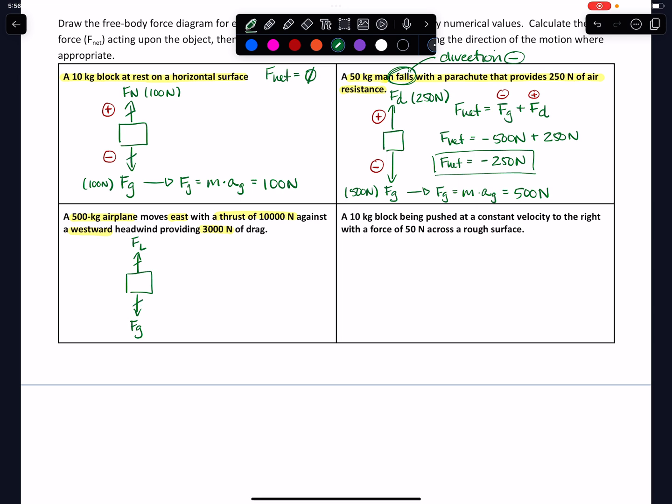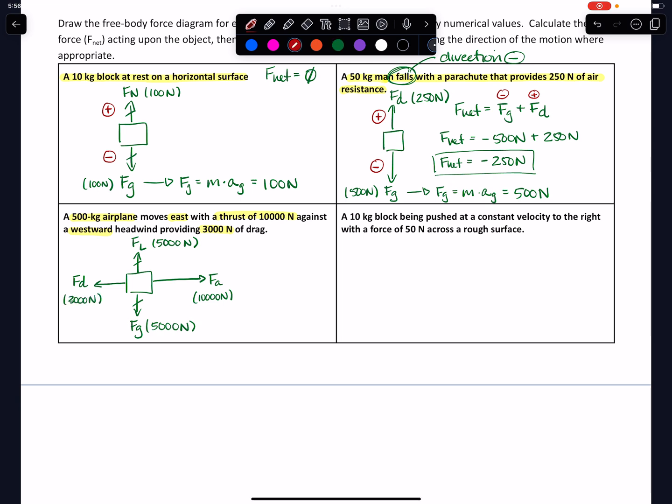Now, I could put in my gravitational value. I have a 500 kilogram airplane, so that means 5,000 newtons of gravitational force, which means lift must also be providing 5,000 newtons of force so that they are equal and opposite. Now the airplane is moving to the east, so we're going to draw the applied force to the east. Thrust is an applied force, and this value is 10,000 newtons. The problem tells us that we have a headwind working against that thrust, so this is going to be my drag force of 3,000 newtons.